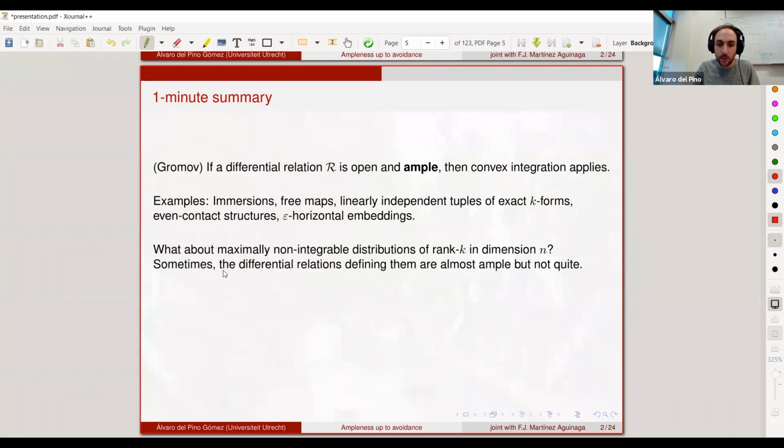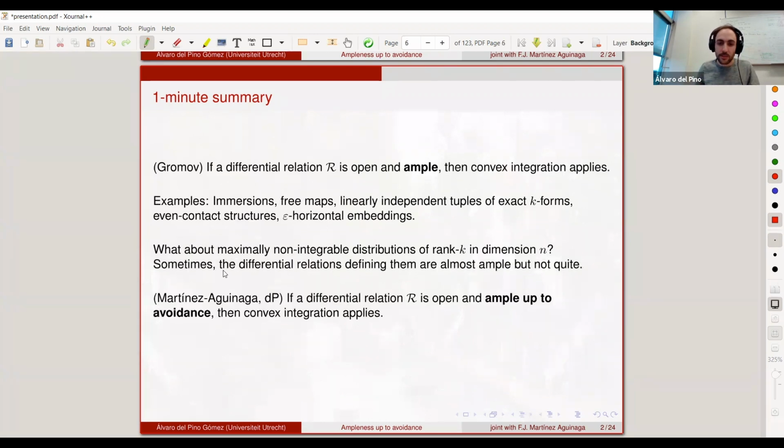And okay, this is what the talk is about. The talk is about when we can make this work. So basically, we give a criterion that we call ampleness up to avoidance. It is more general than ampleness. And you should imagine that it basically says, okay, in some cases, if you're almost ample, then you can still make convex integration work. Okay, so this is the pitch.